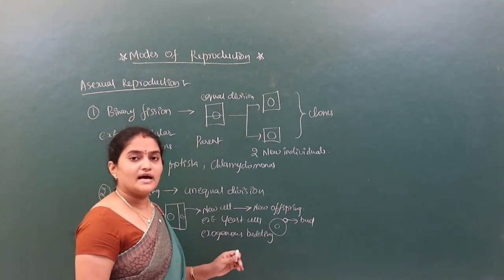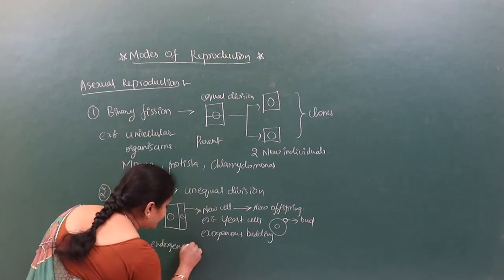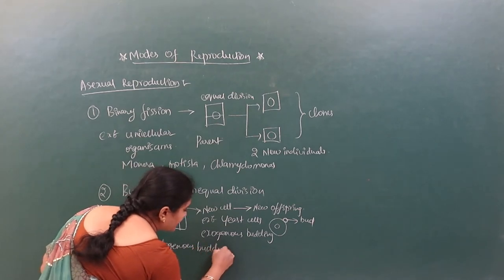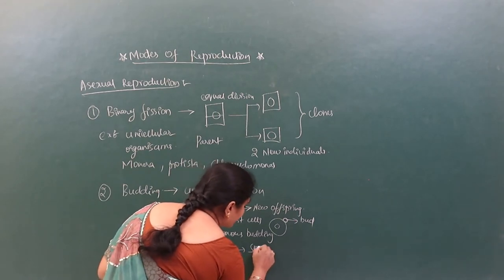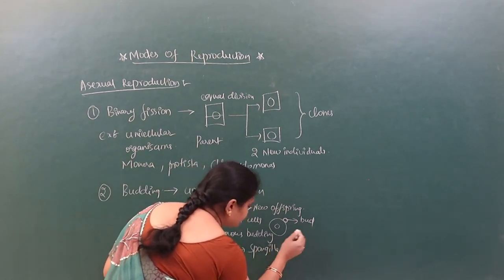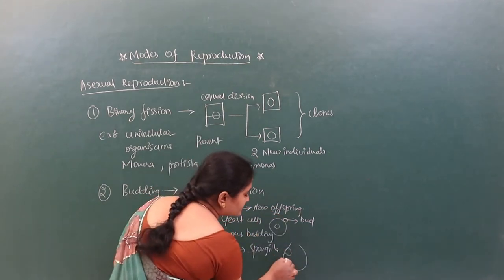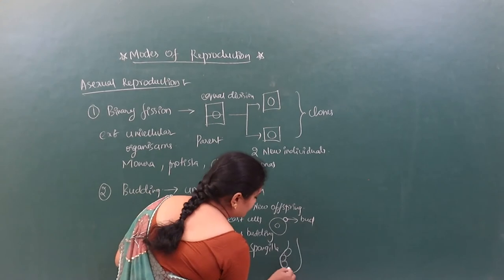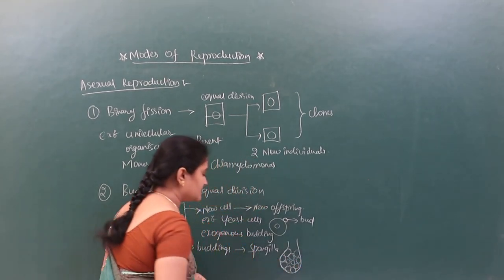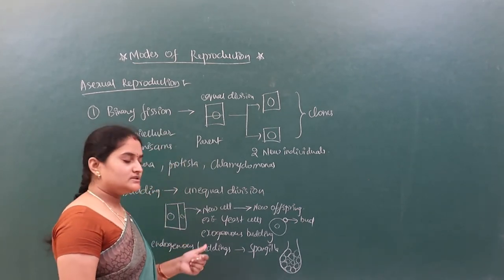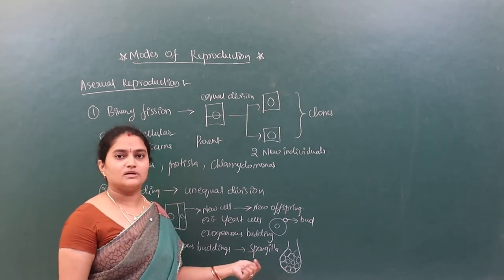There is another one called endogenous budding. In endogenous budding, you can particularly observe it in Spongilla, a freshwater sponge. Consider this is a sponge. Inside it, many buds are deposited inside. This type of budding is called endogenous budding, exhibited by Spongilla, a freshwater sponge.